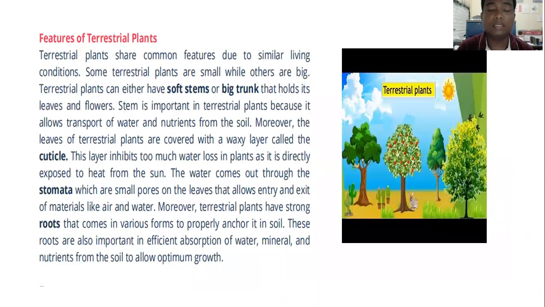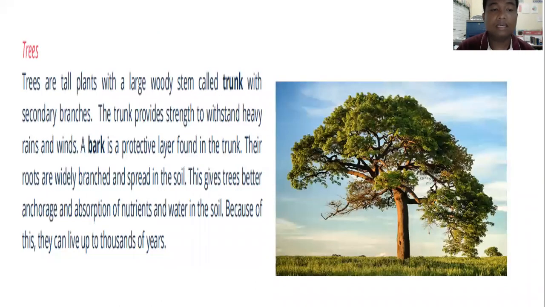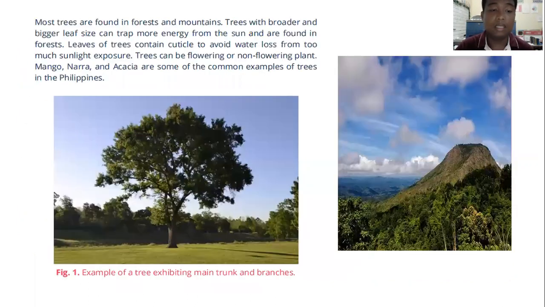Yesterday, we also discussed the features of terrestrial plants. Terrestrial plants can either have soft stems or a big trunk. And then we discussed some of the examples of terrestrial plants, like trees. Trees are big, they have woody stems, and they have a trunk, secondary branches, and bark, a protective layer found in the trunk. Most of the trees are found in the forest and mountains.